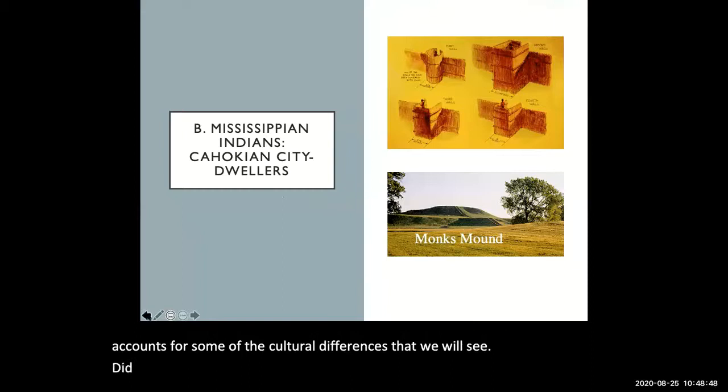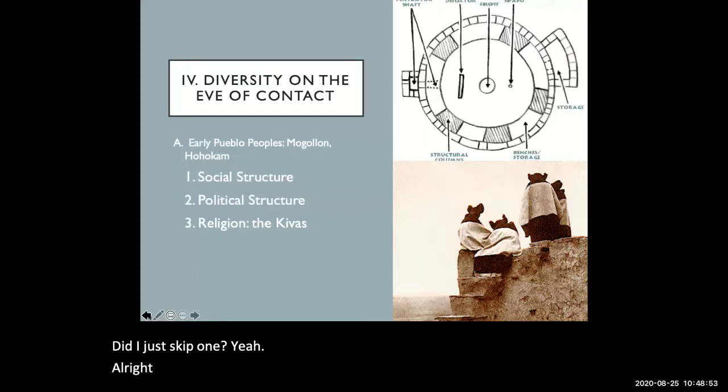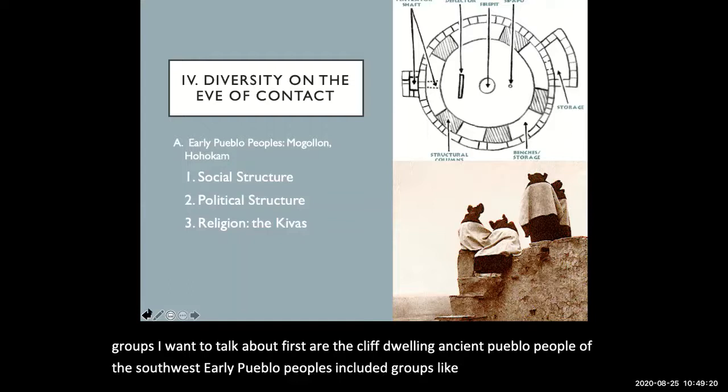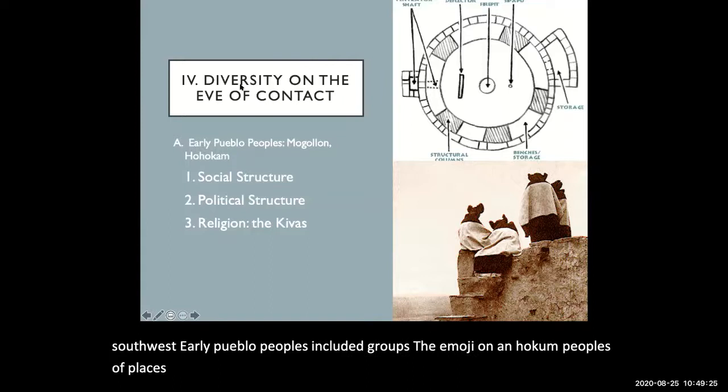All right. There was great diversity at the advent of European contact with Native America due to this splitting off of agricultural and non-agricultural groups. And one of the groups I want to talk about first are the cliff-dwelling ancient Pueblo people of the Southwest. Early Pueblo peoples included groups like the Mogollon and Hohokam peoples of places like New Mexico, especially southern New Mexico, and also what is today Arizona.